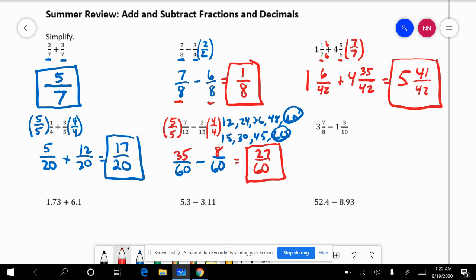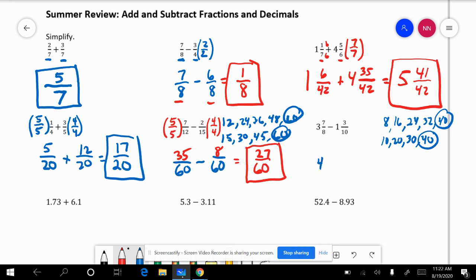Now looking at the third one, we have mixed numbers. This time we're going to be subtracting the mixed numbers. But once again, what we want to do is find the common denominator. So a number that both 8 and 10 go into: 8, 16, 24, 32, 40. And 10, 20, 30, 40. So we see that they both go into 40.